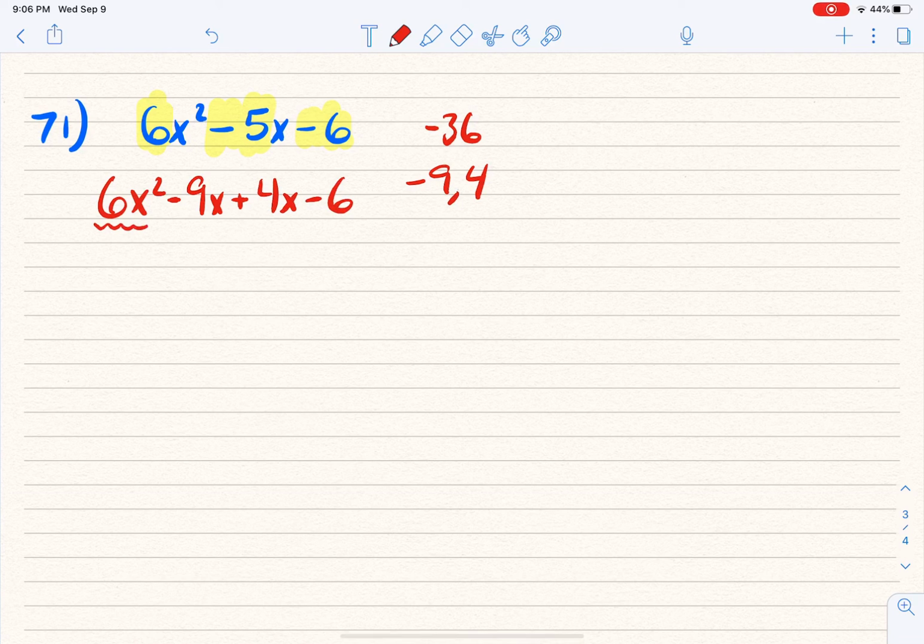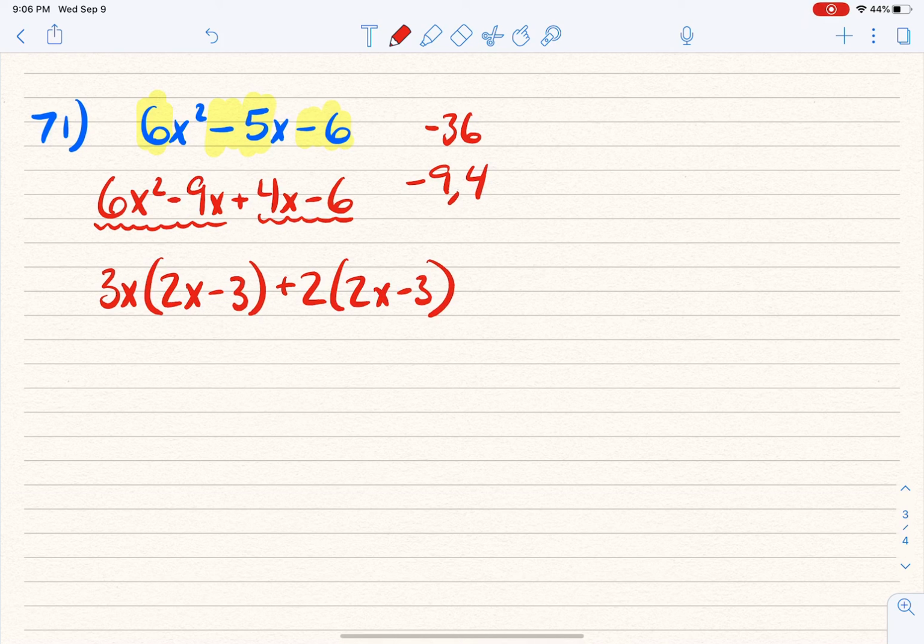I go ahead and factor these first two terms, and I say, well, I can take out a 3x, leaving me with 2x minus 3. And out of these second two terms, I can take out a 2. If I take out a 2, I'm left with 2x minus 3. And now I have 3x plus 2 times 2x minus 3. All right, and there you go.